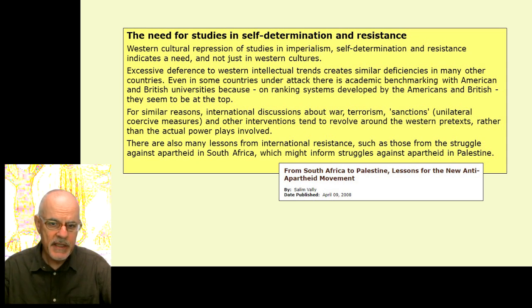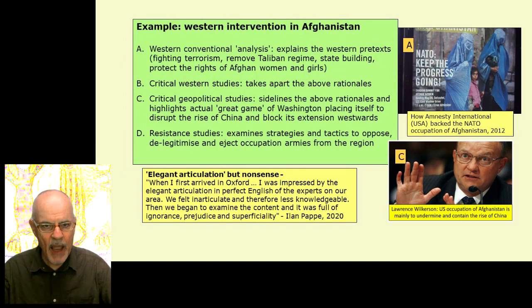Yet there are many lessons from international resistance, such as those from the struggle against apartheid in South Africa, which might inform struggles against apartheid in Palestine. That's an important issue, in my opinion. Let's have a look at an example. The example of Western intervention in Afghanistan, the invasion and two decades of occupation of Afghanistan.